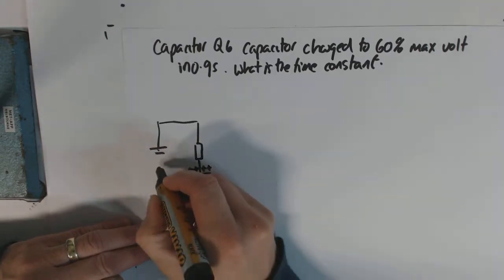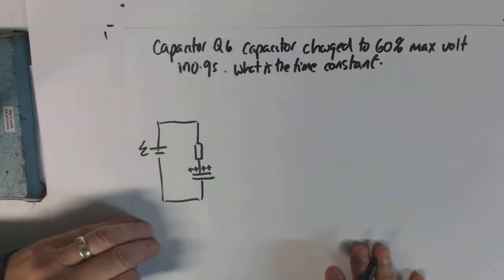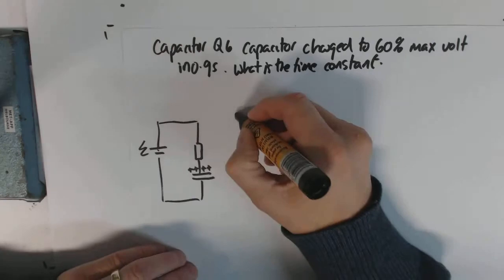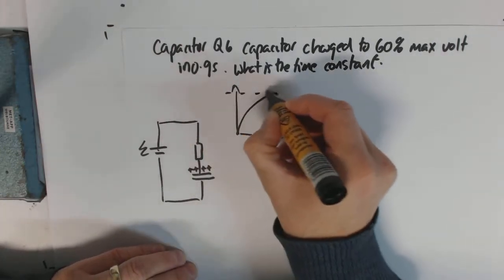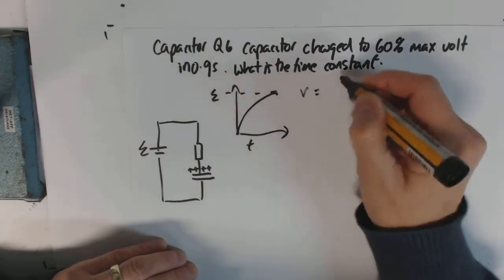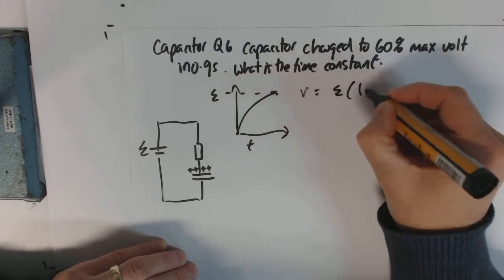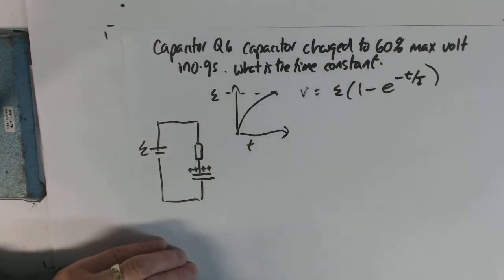So this is a circuit. It's the usual circuit where we've got a voltage charging up a capacitor. The curve, as you will know, looks like this. It's charging up to that EMF. Now the function, we already have gone over that, is going to be one of those functions where that little tau thing is the time constant.